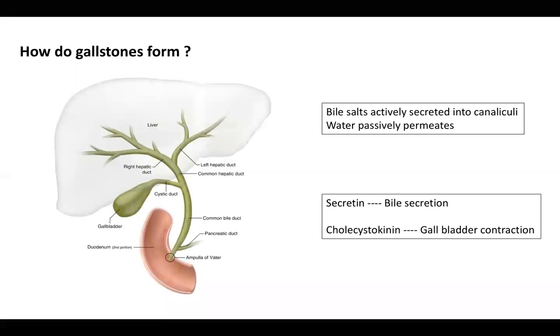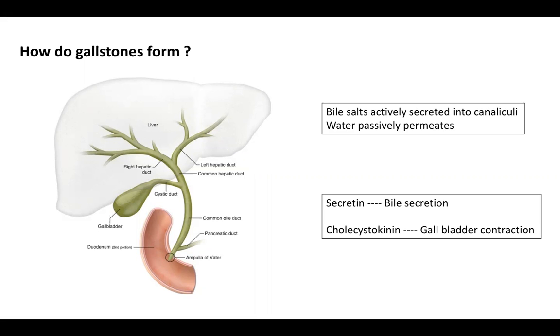How do gallstones form? Just a brief slide on the anatomy of the biliary system. The right and the left hepatic duct join together to form the common hepatic duct. The gallbladder drains into the common hepatic duct via the cystic duct, which then forms the common bile duct, which merges with the pancreatic duct to form the common channel, and then onto the ampulla of Vater.